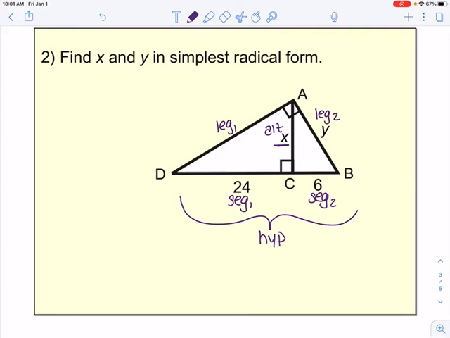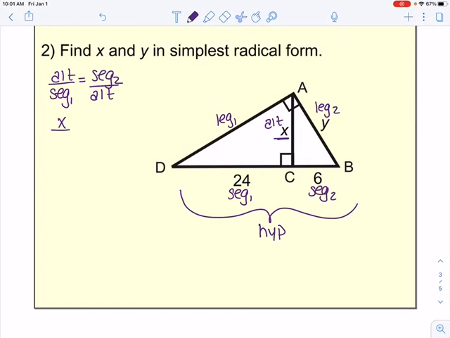So we're going to do the altitude over segment 1 is going to equal segment 2 over the altitude. Okay, so looking at this picture, again, our altitude is X, segment 1 is 24, segment 2 is 6, and again, my altitude is X. And now we're going to cross multiply and solve.